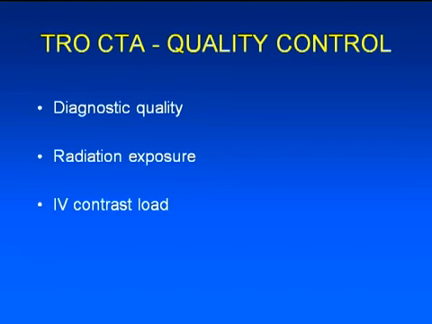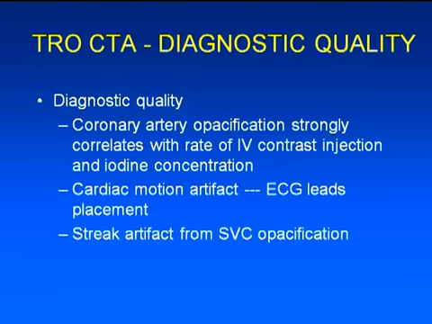Diagnostic quality, we know that coronary artery opacification strongly correlates with the rate of injection and the concentration of iodine. So you want to make sure your patients have a good peripheral IV that you're going to be able to inject 4.5 to 5 cc's a second, the rate of injection. And you want to use 350, 370 concentration of iodine.